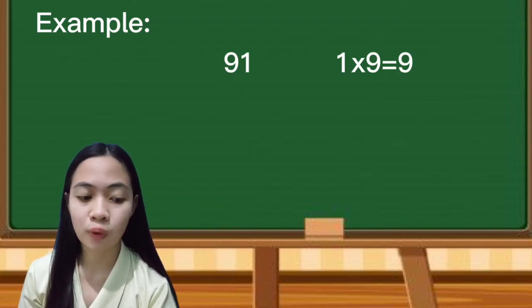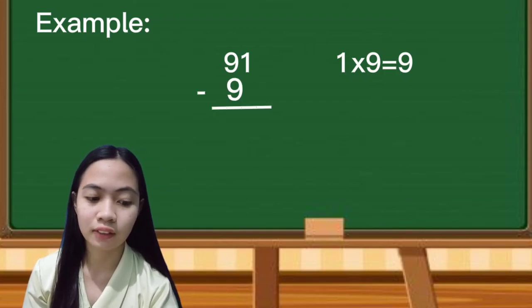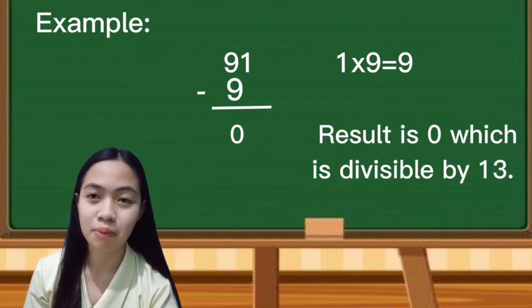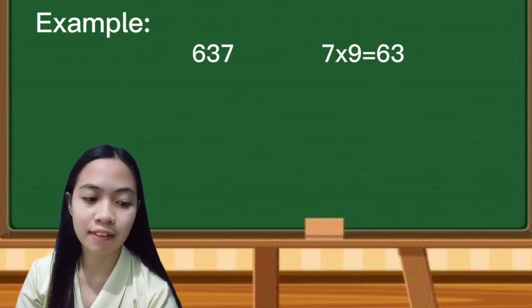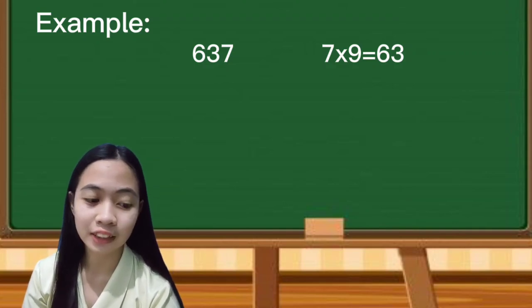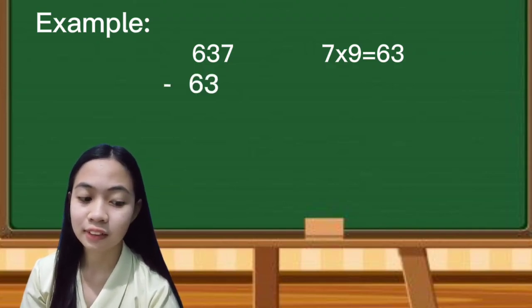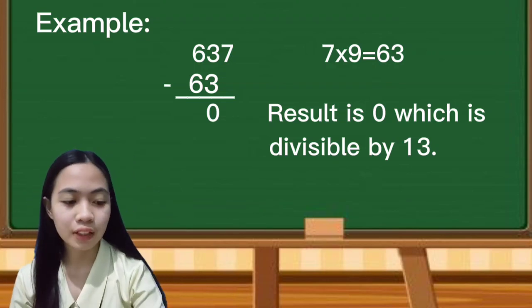91. The last digit is 1, and 1 times 9 is equal to 9. 9 minus 9 is 0, and the result is 0, which is divisible by 13. Another example, 637. The last digit is 7. 7 times 9 is equal to 63. 63 minus 63 is equal to 0. The result is 0, which is divisible by 13.